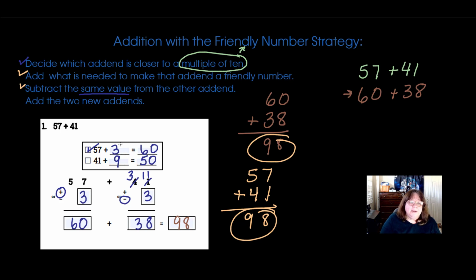So we did that math. Add the 2 new addends. The 2 new addends are 60 and 38. And I can go 0 plus 8 is 8. 6 plus 3 is 9. 98. Now, we did it the standard algorithm way to check our answers. But doing a problem with the friendly number strategy does give us a good understanding of how our number system works. And that's why it's good to learn different strategies, because it deepens our understanding of our number system.